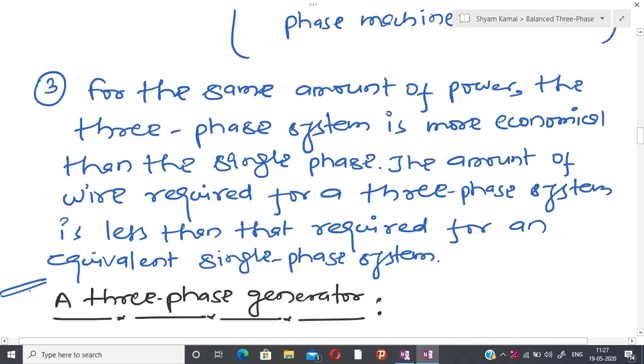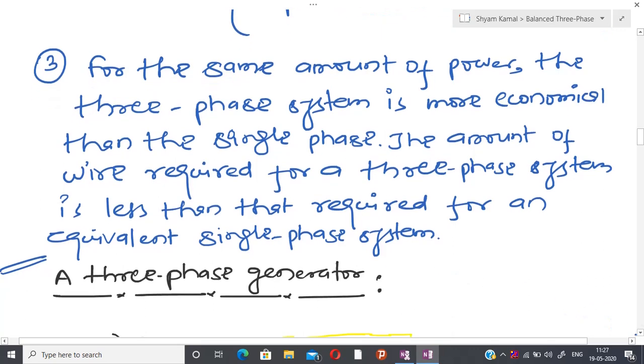So now let us try to see how basically one can generate three phase voltage, and here I am going to use one word that is called balanced three phase voltage.